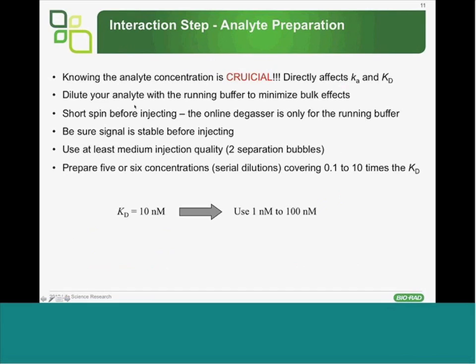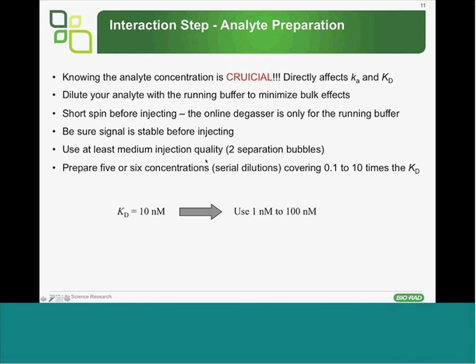Knowing the analyte concentration is crucial, and it directly affects Ka and Kd. Dilute your analyte in running buffer to minimize buffer effects, and do a short spin before injection. The online degasser is only for running buffer, and this is important. What I'm also doing very often is degassing of the analyte in a separate degasser, and very often this has an advantage in getting a run that has no effect of bubbling, because this is something which is very destructive in any analyte run. And as I said, the online degasser is really only for the buffer and not for the analyte.